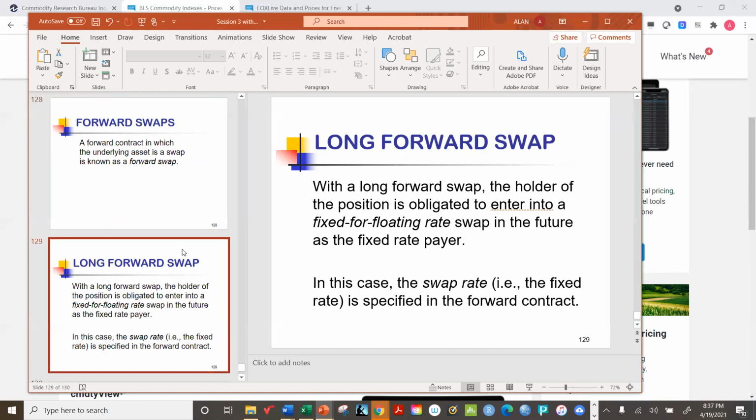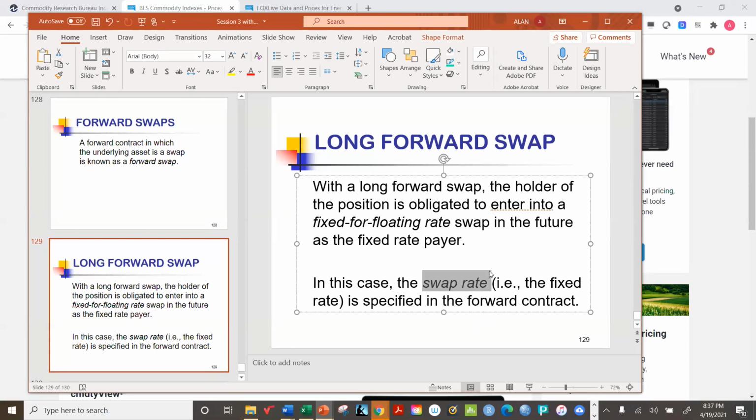Now, there's two of these. There's a long forward swap, which specifically means that you are going to enter into a fixed for floating rate swap where you are the fixed rate payer. And the fixed rate is what we call the swap rate. That's the number that's entered into the contract.